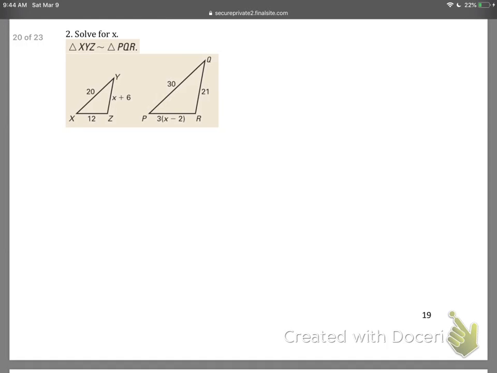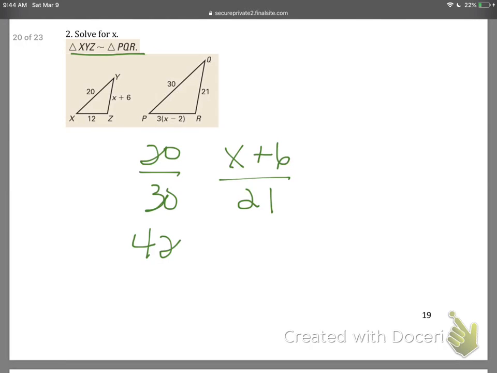Okay, here we are on our last problem in this chapter. So I have a similarity statement right here. Based on that, they want me to solve for x. So I know that 20 is to 30, just like x plus 6 is to 21. So I'm going that way. So 21 times 20 equals what? 420. 420 equals, very carefully, 30x plus 180.